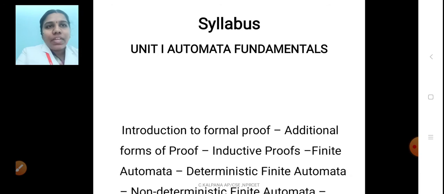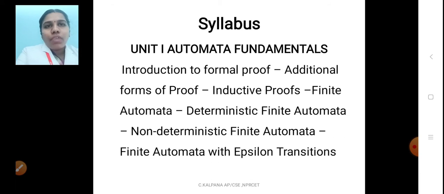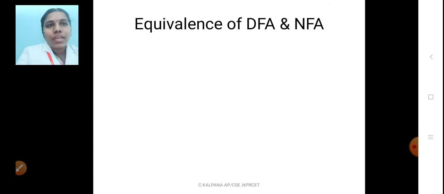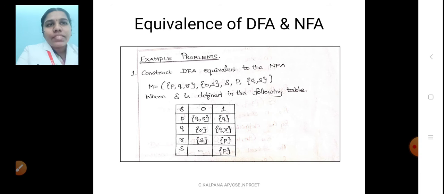In previous classes, we learned about Unit 1 Automata Fundamentals, Introduction to Formal Proof, Additional Forms of Proof, Inductive Proofs, Finite Automata and its types, that is DFA and NFA, Deterministic Finite Automata and Non-Deterministic Finite Automata, with some example problems. And we learned the theorem that the language of DFA is equal to the language of NFA, and we also learned the concepts of equivalence of DFA and NFA. In this class, we are going to see example problems based on equivalence of DFA and NFA.